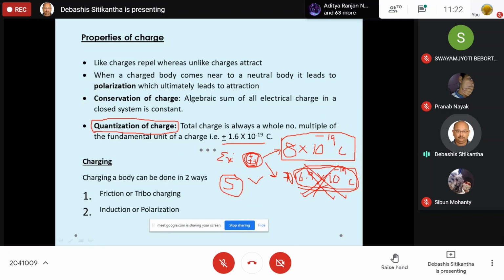So this is known as quantization of charge. That means charge is always a whole number multiple of the fundamental unit of charge. Okay. So this is all about conservation and quantization of charge. Hope you people have understood it. Or is there any doubt?